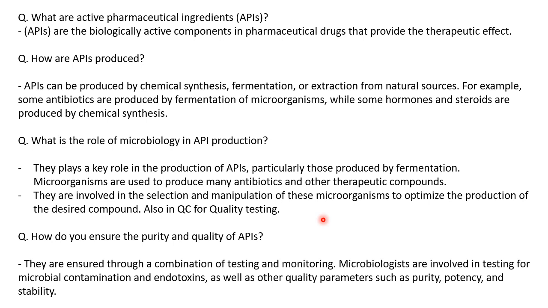So how do you ensure the purity and quality of APIs? Purity and quality of an API can be ensured through a combination of testing and monitoring. That means a microbiologist is involved in testing for microbial contamination, presence of endotoxins, as well as other quality parameters such as purity, potency, stability, etc. You have to do testing of your product, you need controlled monitoring throughout the process, and you need to maintain consistency. That's how you can maintain the quality and purity of your product.